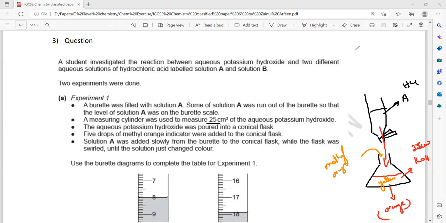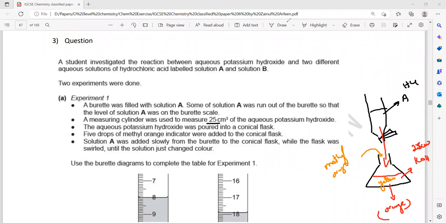Whenever you want to shake or swirl the mixture, a conical flask prevents the liquid from spilling. In a conical flask, the opening is small as compared to that of a beaker. So if I swirl the mixture in a beaker, it might spill. That's why conical flasks are more effective whenever you have to swirl the mixture, and in titration, we prefer to use a conical flask.